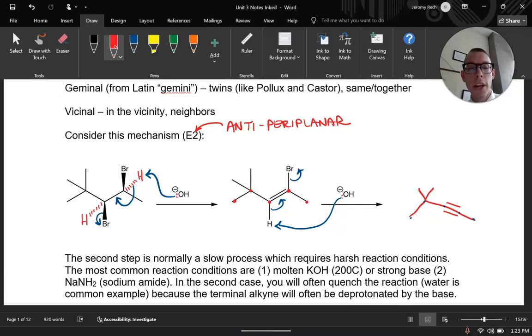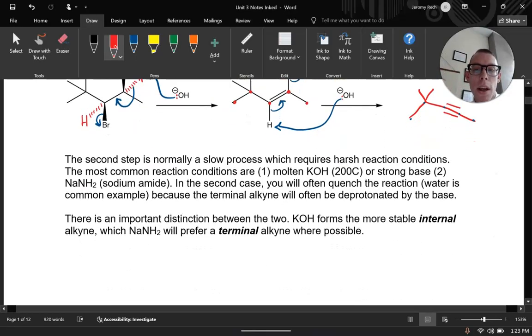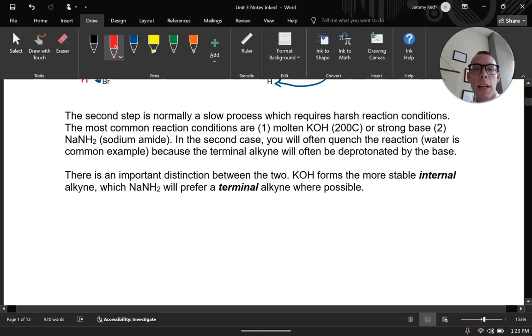So in general, the first step of this reaction, which is going to be our first E2, happens decently fast. The second step is normally a little bit harder. So often you'll need some harsh conditions, and that's going to mean a pretty strong base. And there are going to be 2 different types of conditions which we're generally going to be thinking about.